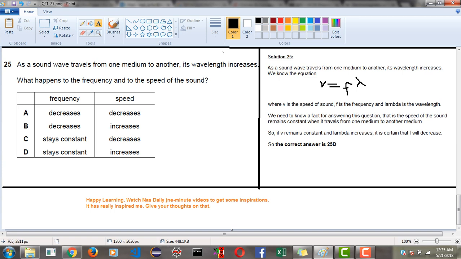I think these 5 questions are comparatively easy, and if these questions come in your exam, you are supposed to get 5 solid marks.